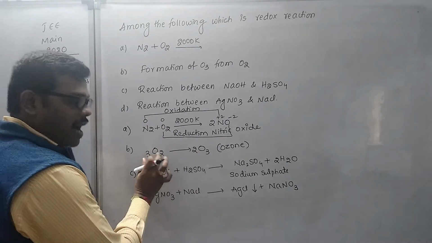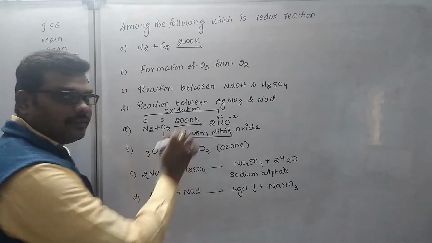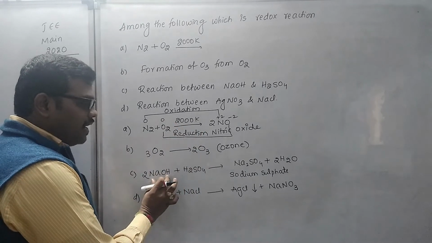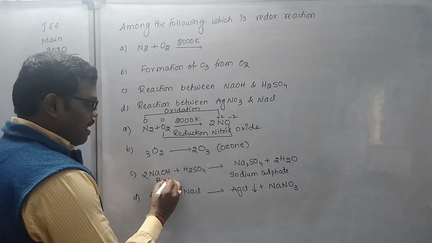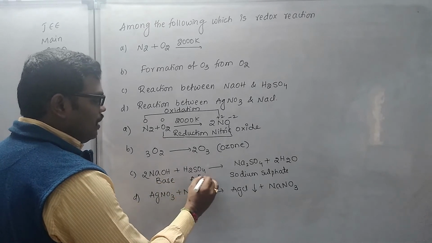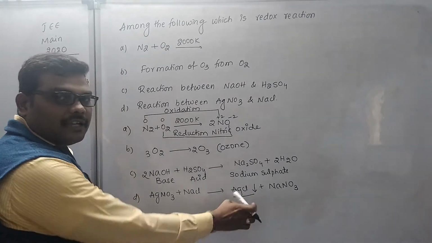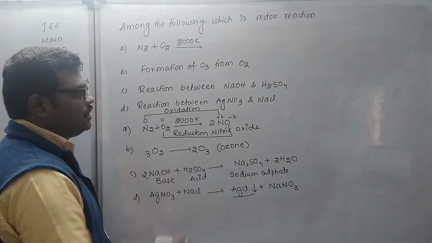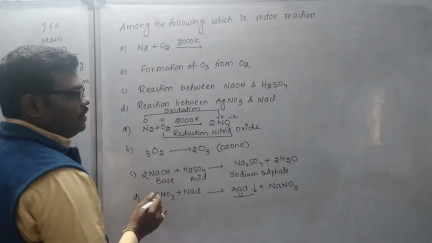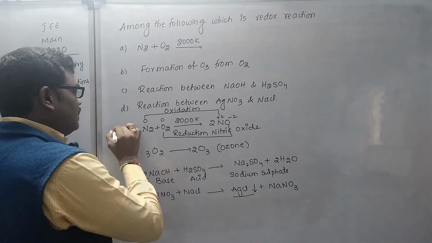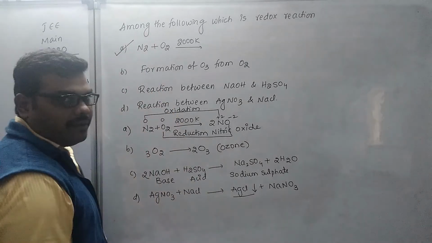But if you look at only addition of oxygen taking place, then this is simply oxidation. Here a base reacts with an acid, so it is simply a neutralization reaction. Here a precipitate is formed, that's why it is a precipitation reaction. Our question is the redox reaction. The correct answer is option A.